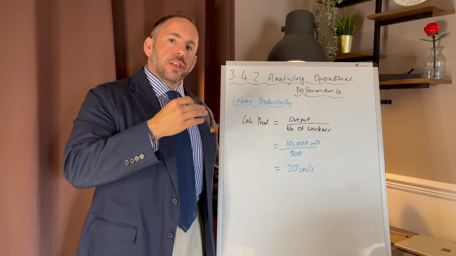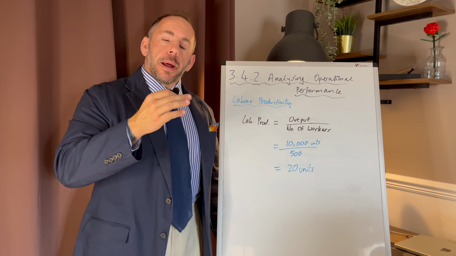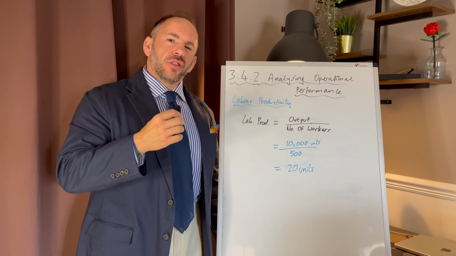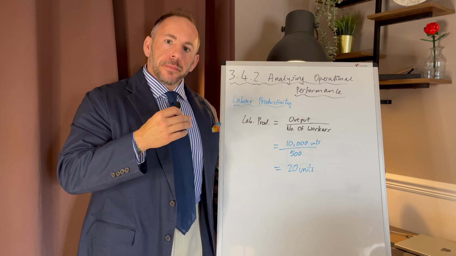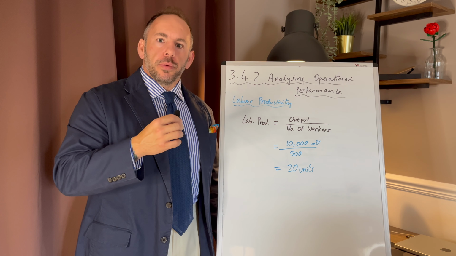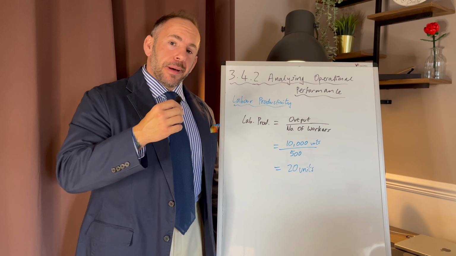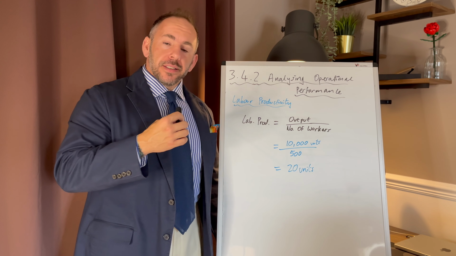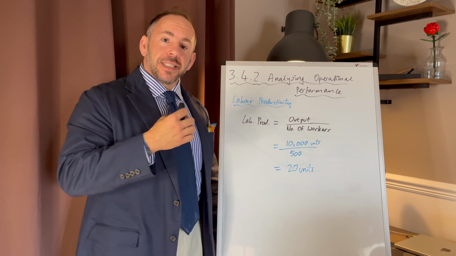And what you do is you add this formula to capacity utilization. So in our previous example, our capacity utilization was roughly 70%. So imagine our labor productivity was 20 units. That's how many, on average, units each worker was making. But we're only working at 70% capacity utilization. That means that our workers could produce 30% more.